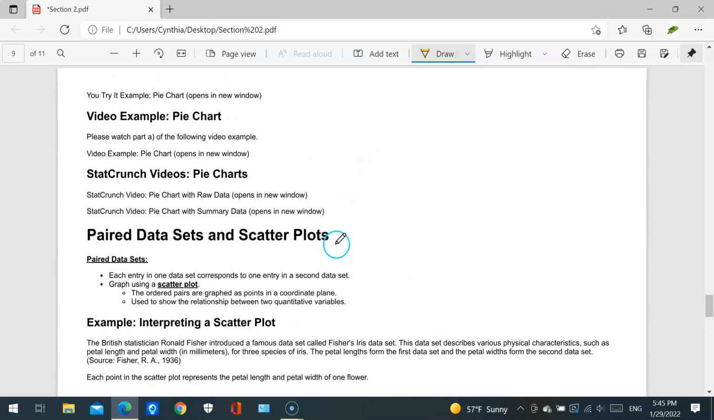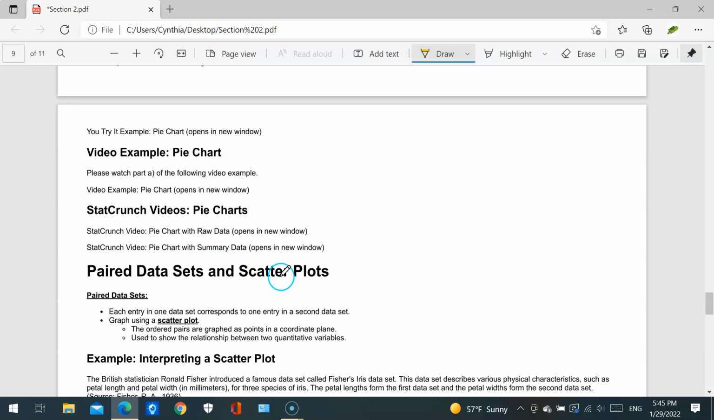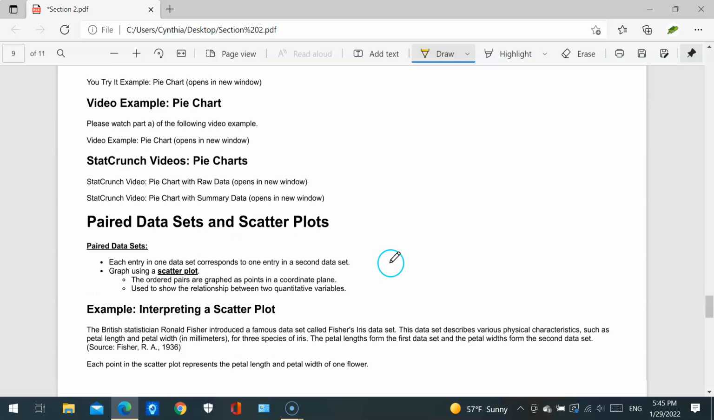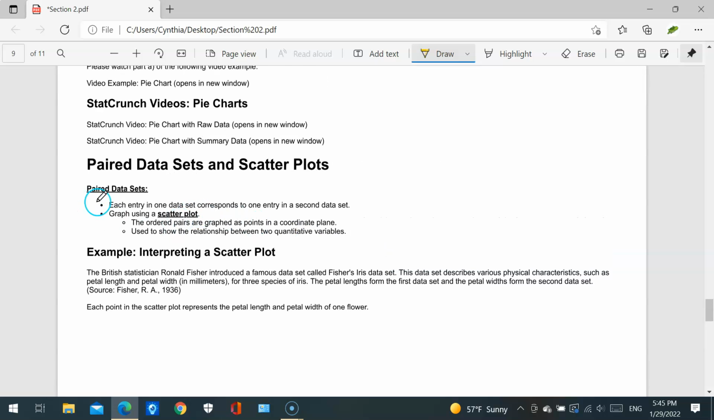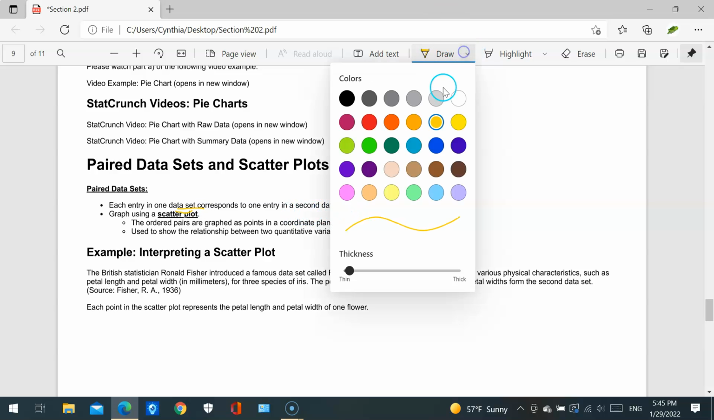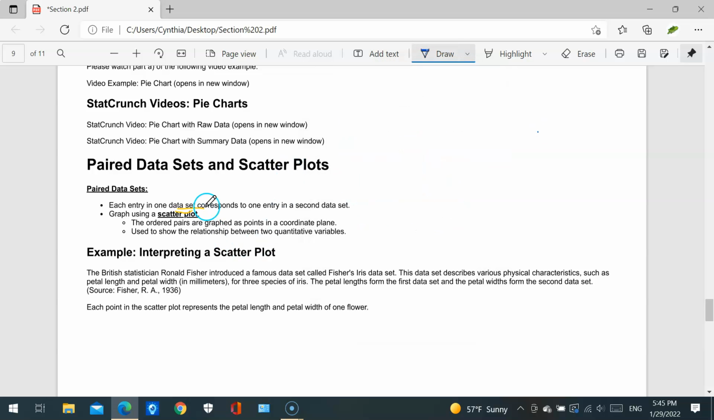The last one we call paired data set and the scatter plot. With the scatter plot, it comes with two variables, and those two variables are quantitative variables. So it's kind of like X and Y. Each entry in one data set corresponds to one entry in the second data set. So you have the X and Y value. Now graph using the scatter plot.